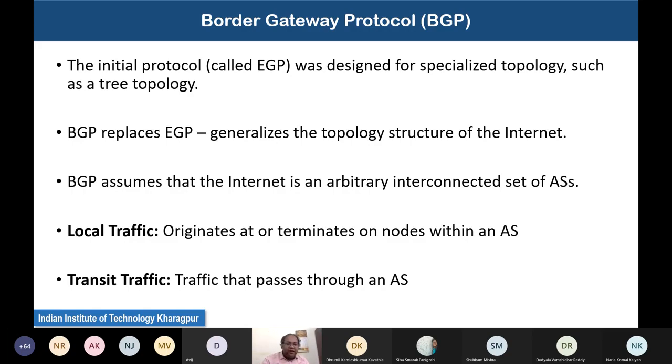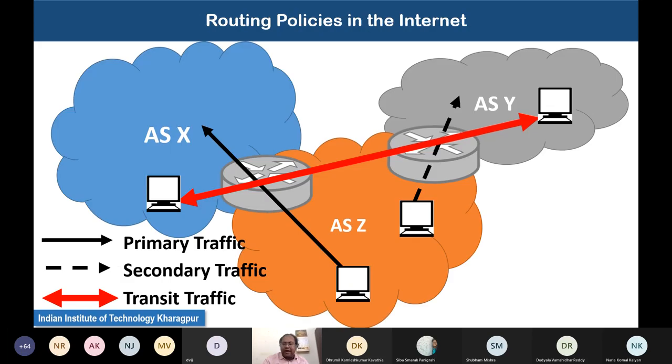If I go back to my previous diagram, assume that ASJ wants to forward a packet from ASX to ASY, working as transit traffic. Typically, the packet uses some intra-domain routing protocol like RIP or OSPF to reach the gateway interconnecting ASX and ASJ. Then it again uses the intra-domain routing protocol, like RIP or OSPF, configured within ASJ, to forward it to the other gateway of ASJ, which interconnects ASJ with ASY. Then it moves to ASY.